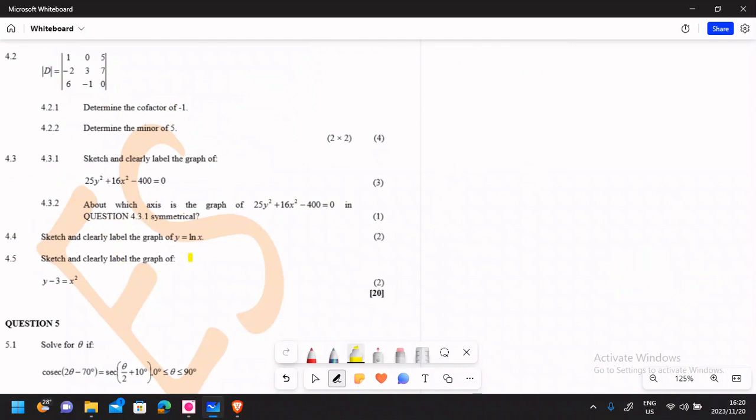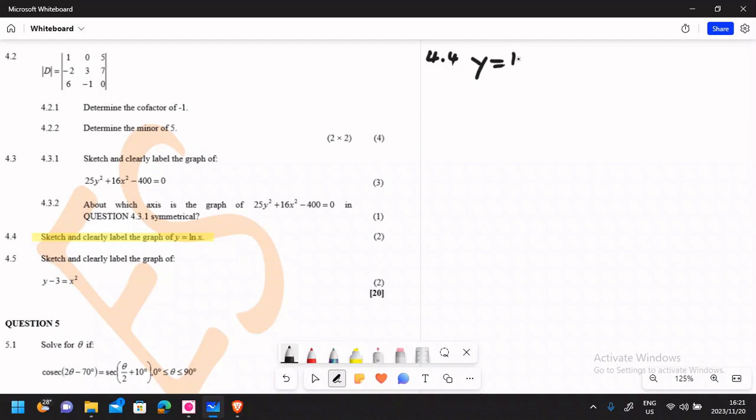Right, guys, now it's time for us to do 4.4. Now 4.4, let's see what it is that they want from us here. They say sketch and clearly label the graph of y equals natural log x. So guys, as you can see here, we need to draw a graph of natural log x. There is a way of doing it which is simpler, but I'm going to show you that way, guys. I think it's going to be easier. First of all, let me write the function here.